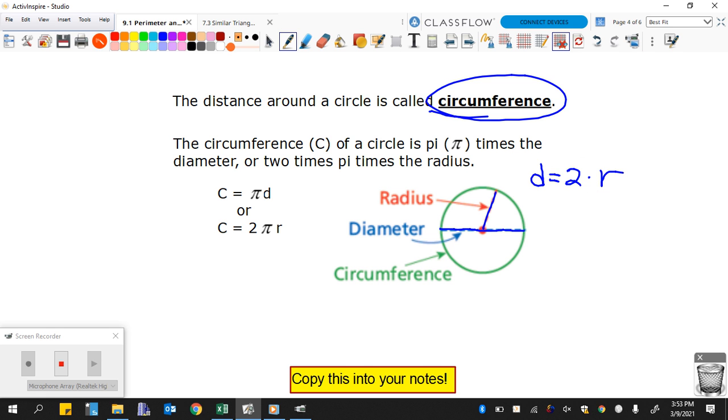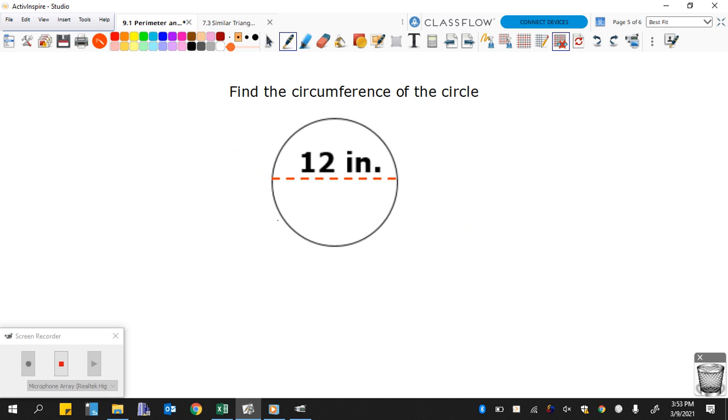To find the circumference of a circle, if we're given the diameter, we just say pi, or 3.14, times the diameter. Or if we're given the radius, we say 2 times pi times the radius. And remember, the diameter is 2 times the radius, so it's the exact same formula. It's just written 2 different ways. So find the circumference of the circle.